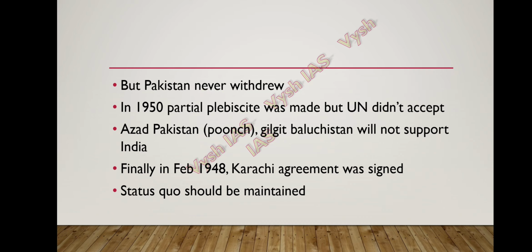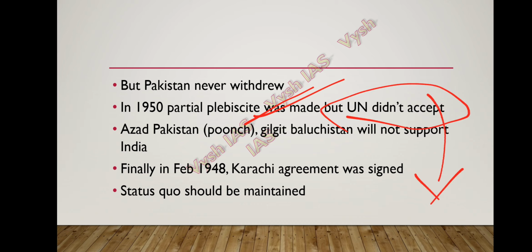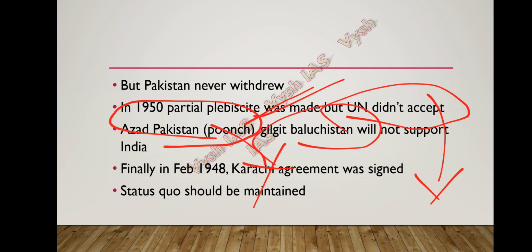But what India did is, in the year 1940, a partial plebiscite in some areas was conducted, but the UN did not accept it. They wanted the whole of Jammu and Kashmir's people to participate in the plebiscite after the withdrawal of the Pakistan army. But India knew that it would not win the plebiscite, because Azad Pakistan, that is the Poonch area and the Gilgit Balochistan area, would not at all support India, because they wanted to join with Pakistan.